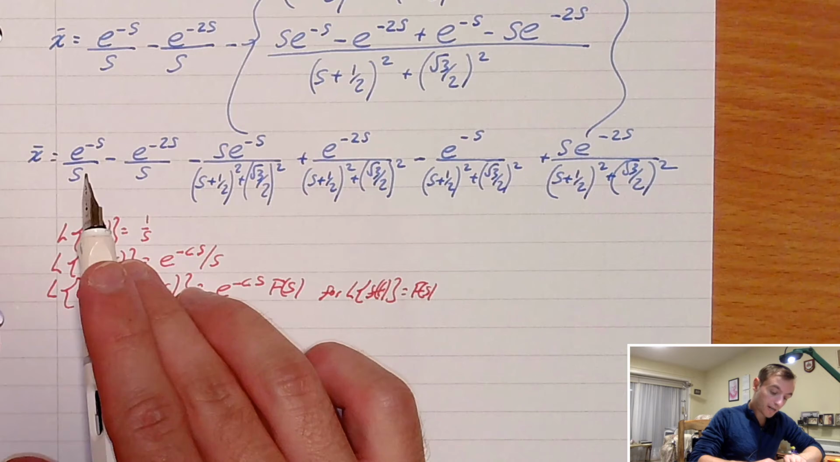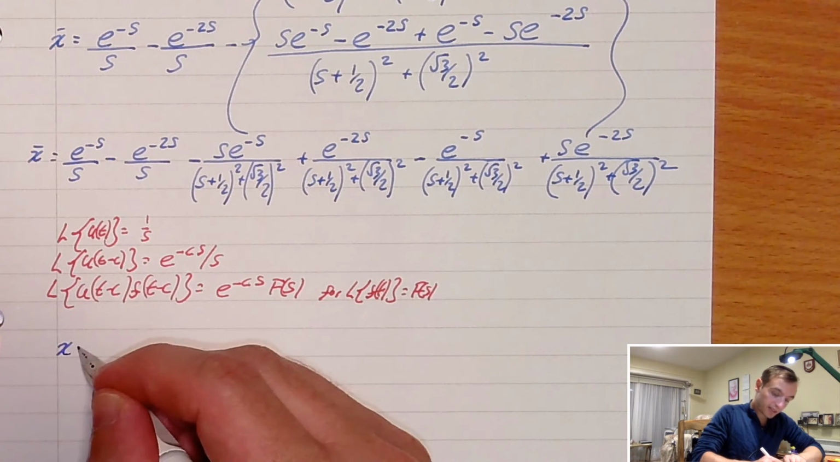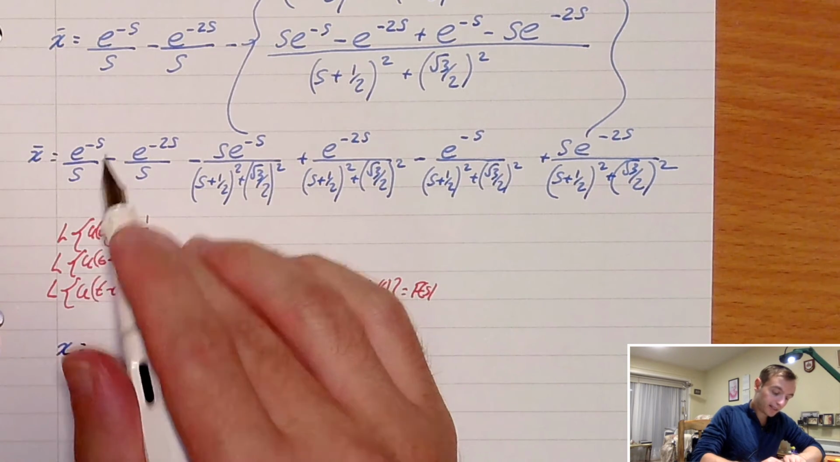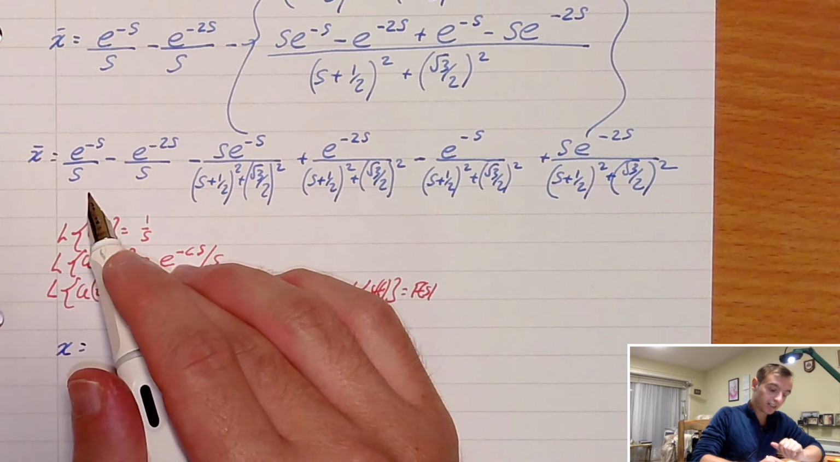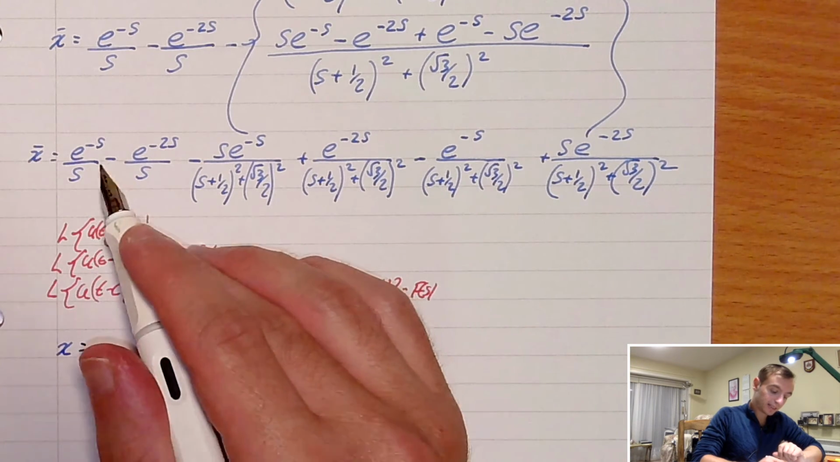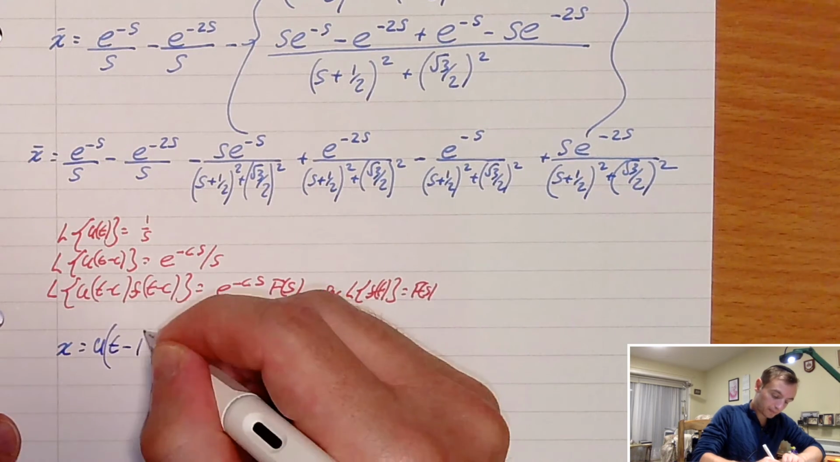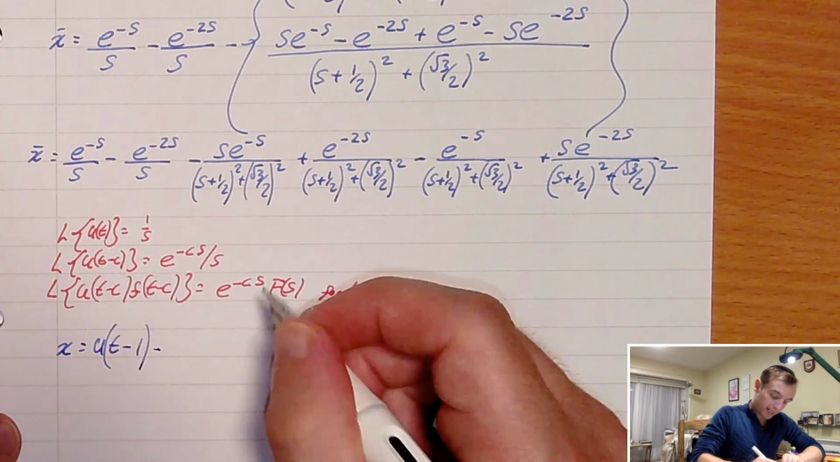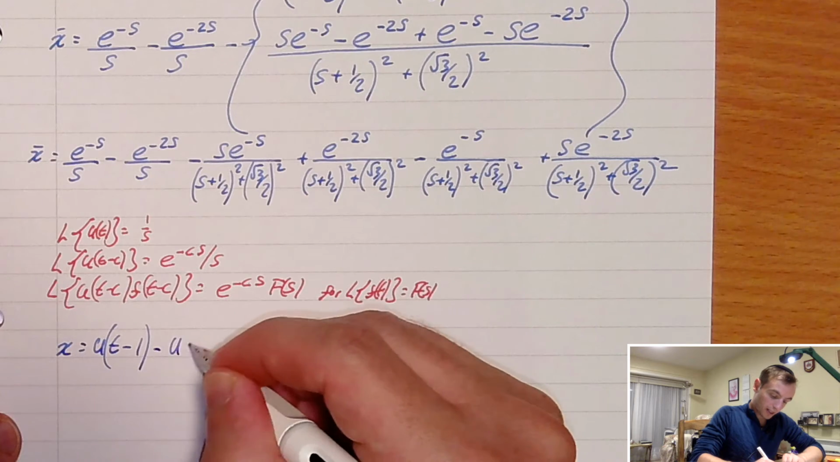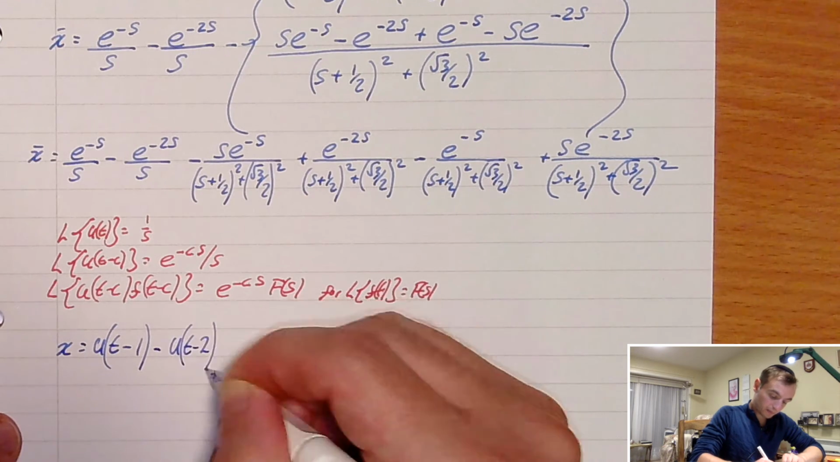So let's look at the first term. We can say that x equals, so e to the minus s on s, that should register as u(t minus c). So that's going to be u(t minus 1) minus u(t minus 2).